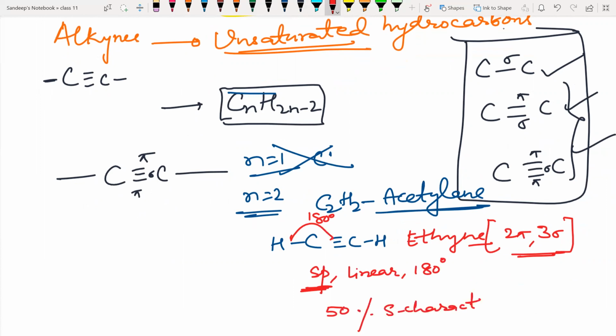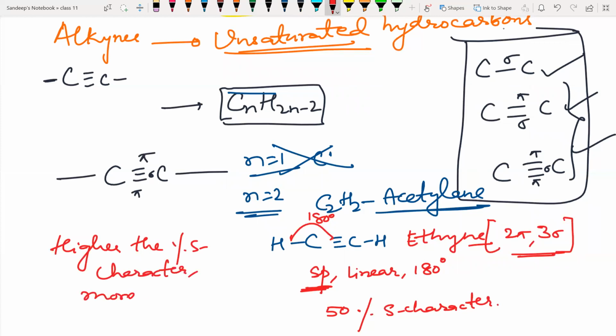So the higher the percentage s character, the more is the electronegativity, and more is the acidic strength. So alkynes are highly acidic. Out of alkynes, alkenes and alkanes, alkynes are the most acidic. So keep this in mind.